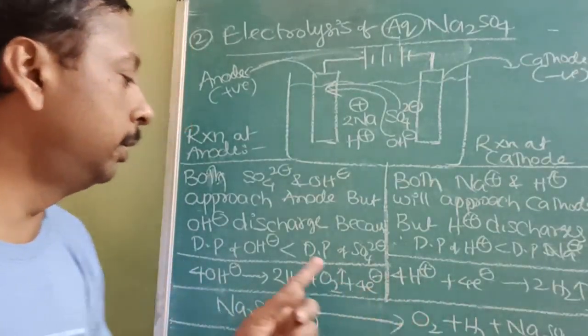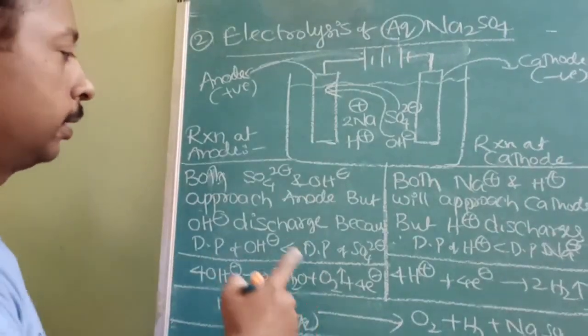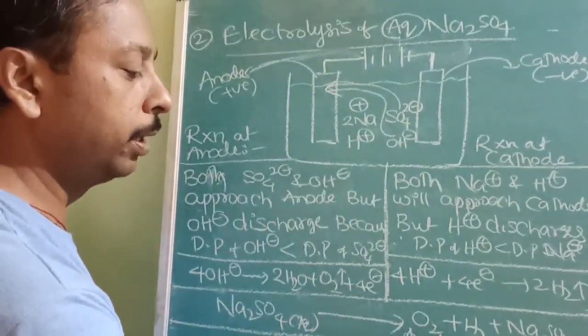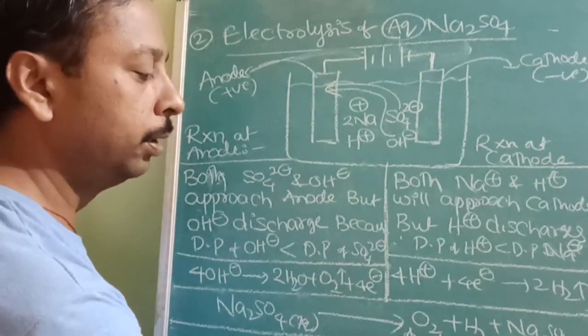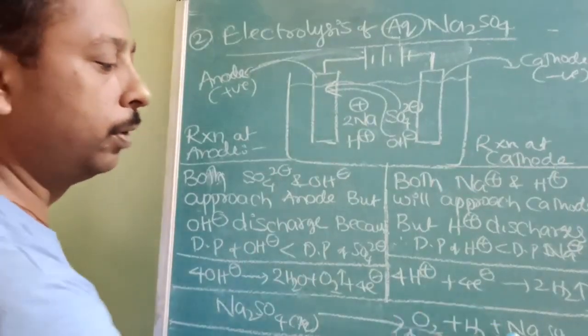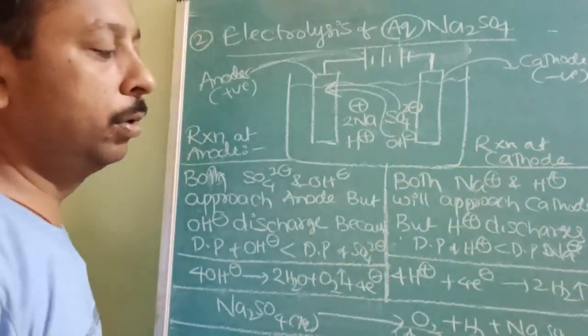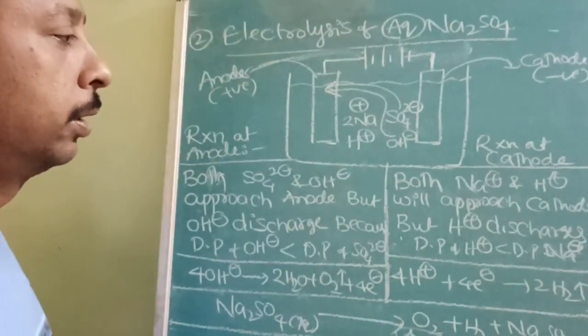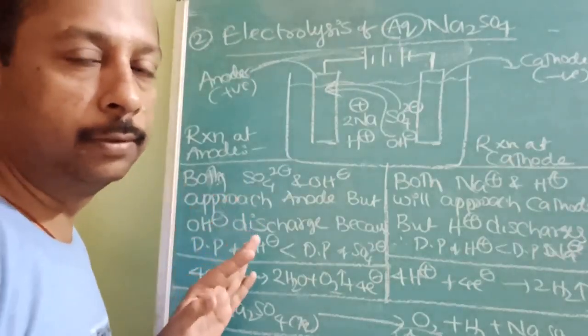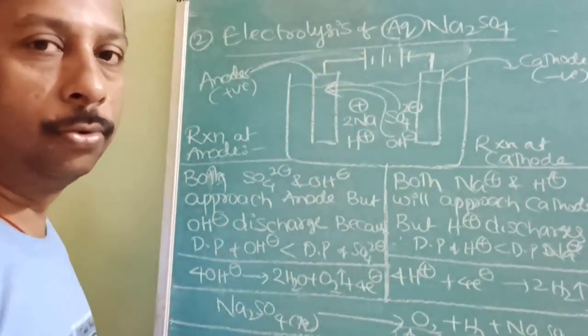Oxygen will be liberated. Where is oxygen liberated? At the anode. Where is hydrogen liberated? At the cathode. At the cathode hydrogen, at the anode oxygen. And what is left over in the electrolyte? Na2SO4 is left over in the electrolyte. So write this down very clearly. From the next question onwards, you should be able to do that.